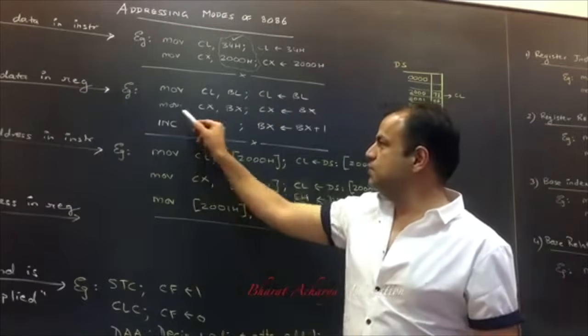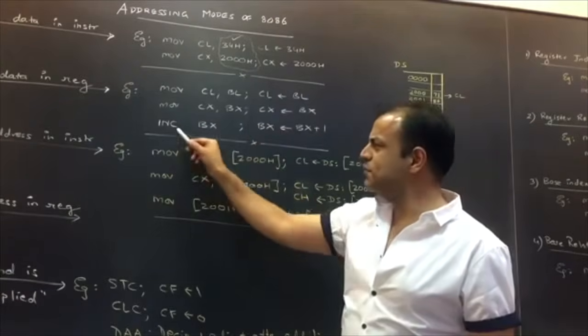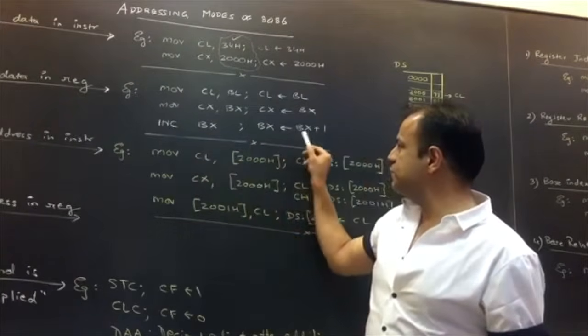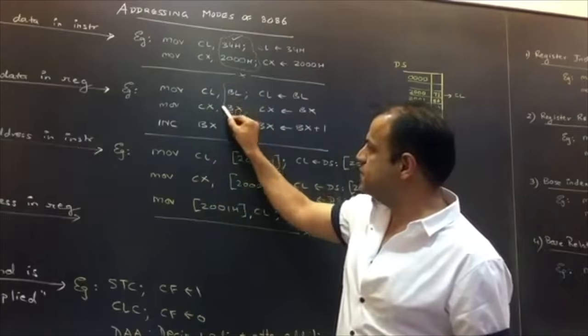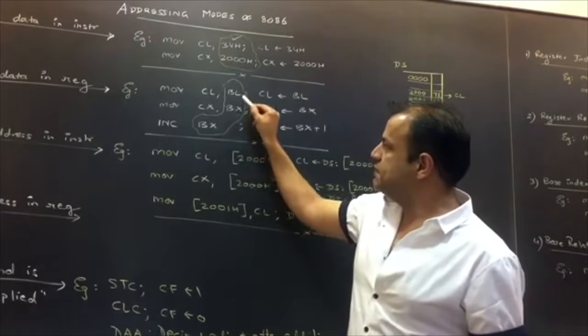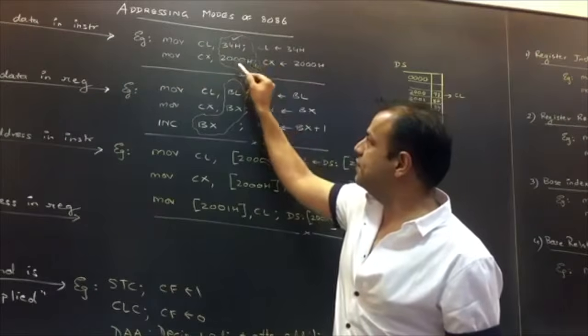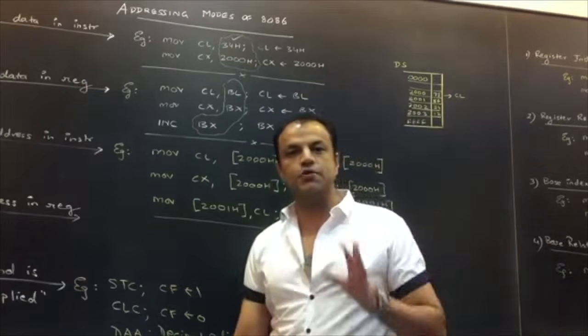More examples, move CX, BX. CX gets the value of BX. One more example, increment BX. BX will get incremented, so BX will become BX plus 1. So what's the gist of the matter? In all these instructions, data is given by a register, whereas over here data is given in the instruction. So this is immediate addressing, this is register addressing. Tell me, did you understand this?